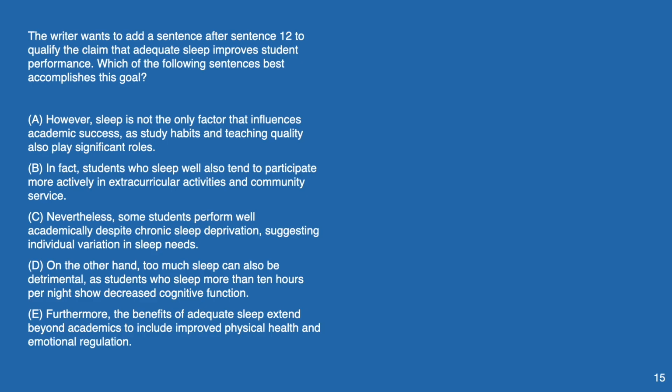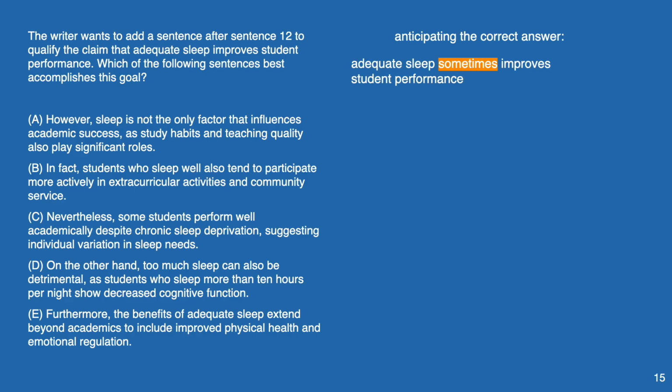Here's a question from the passage we practiced in another video. The writer wants to add a sentence after sentence 12 to qualify the claim that adequate sleep improves student performance. Which of the following sentences best accomplishes this goal? As I read the question, I'm already anticipating what the correct answer looks like. To qualify adequate sleep improves student performance, you can qualify different parts of the claim. You can qualify the verb. Adequate sleep sometimes improves student performance.